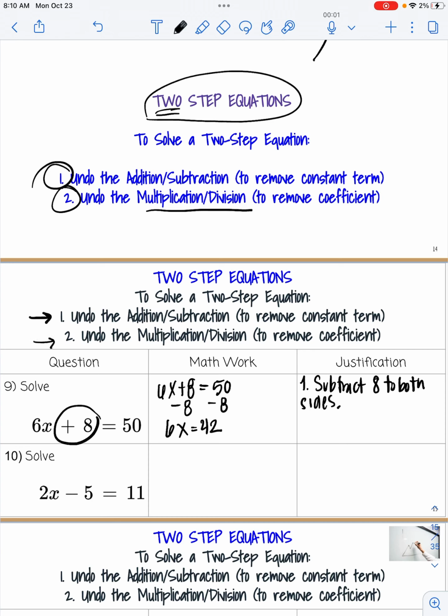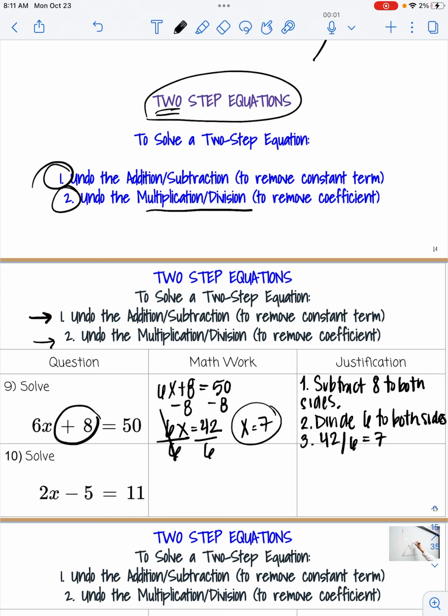Now I need to undo the multiplication or division. That means I need to undo this 6x. The opposite of multiplying is dividing. So I'm going to divide 6 to both sides. And this is going to cancel. So x equals 42 divided by 6. And 42 divided by 6 is 7. That's what I did.